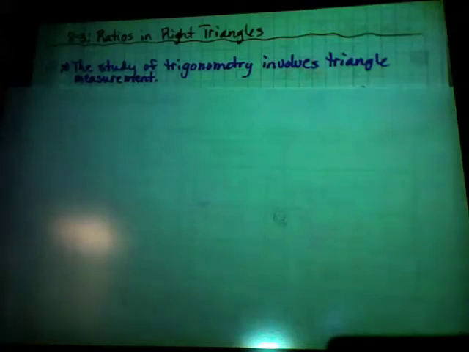And so I put up here that the study of trigonometry involves triangle, specifically right triangle measurement. I can find an angle measure or a side length measure in a right triangle, so long as I have two things in that triangle, either two sides or a side and an angle. It won't do me any good to know just two angles though, so I have to have at least one side.